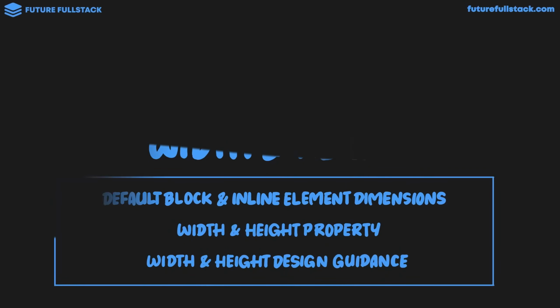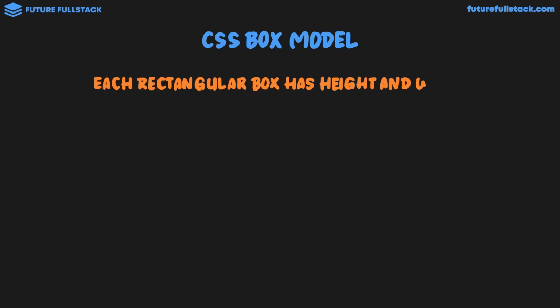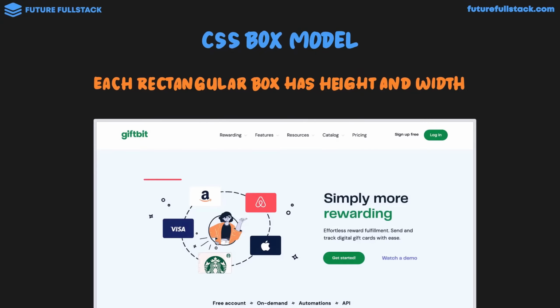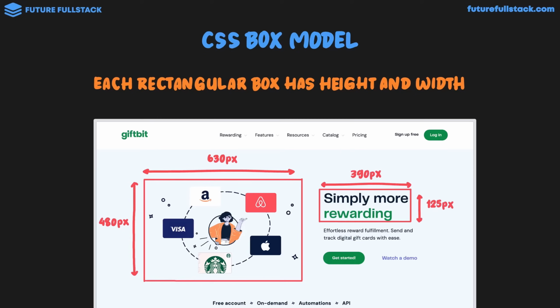We'll start by talking about the CSS box model. Each rectangular box has height and width. For example, this image element over here has a width, in this case 630 pixels, and also a height, in this case 480 pixels. This heading has a width of 390 pixels and a height of 125 pixels. And the hyperlink down here has a width of 132 pixels and a height of 26 pixels.